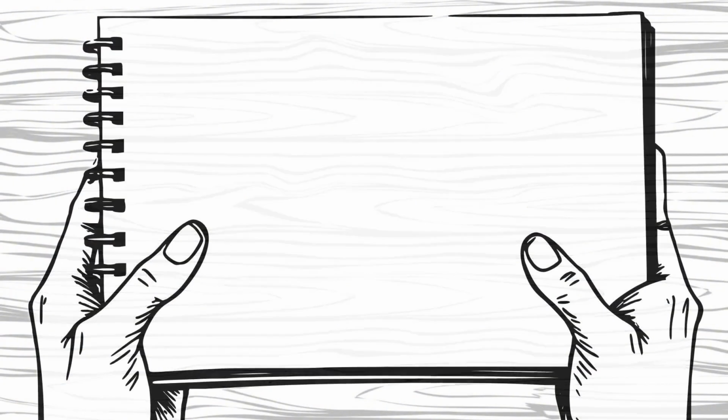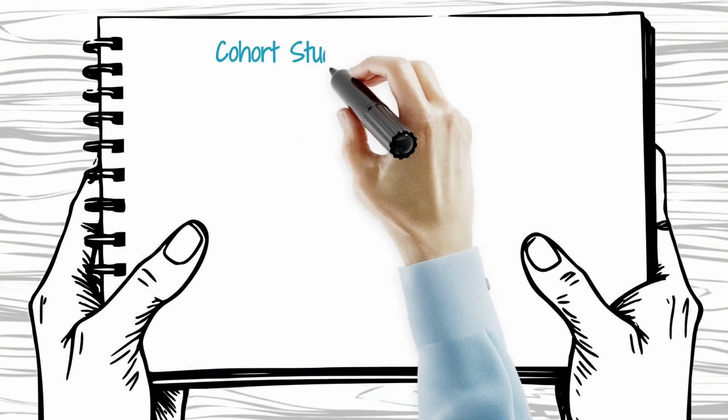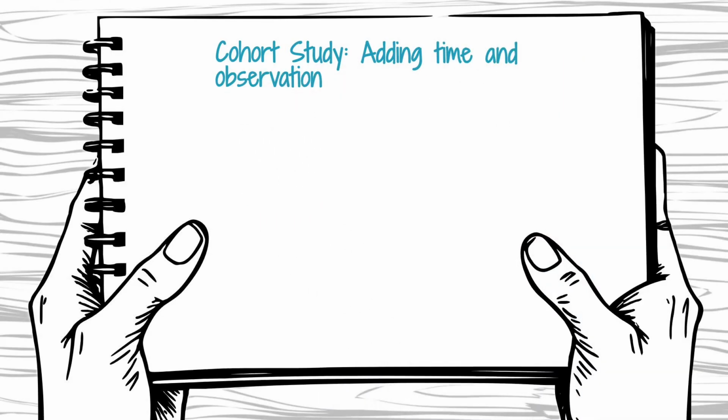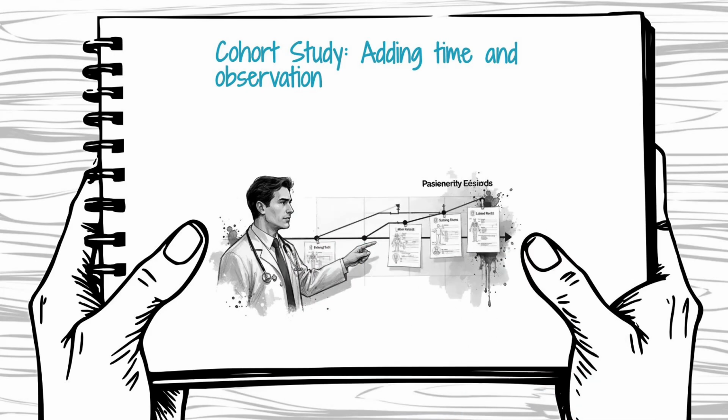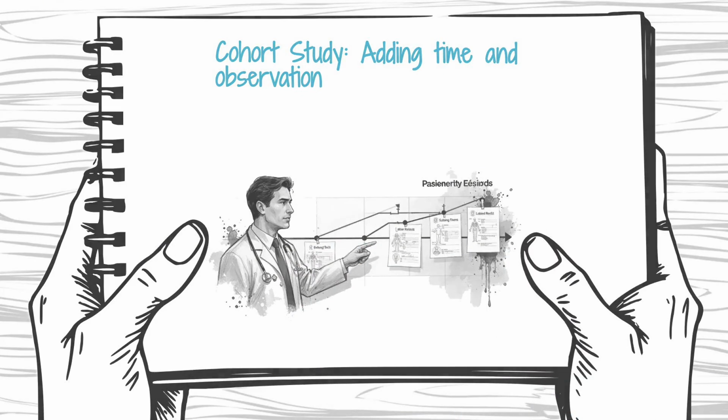A cohort study adds the element of time. You take a group of people, you follow them forward, or look back at their records, and you watch what happens. You're getting closer to cause and effect, but you're still just observing.